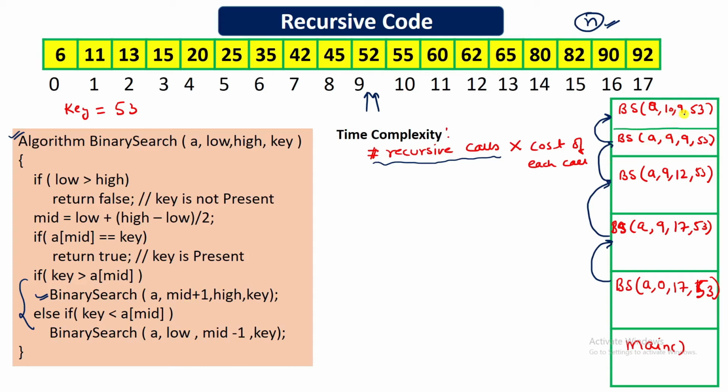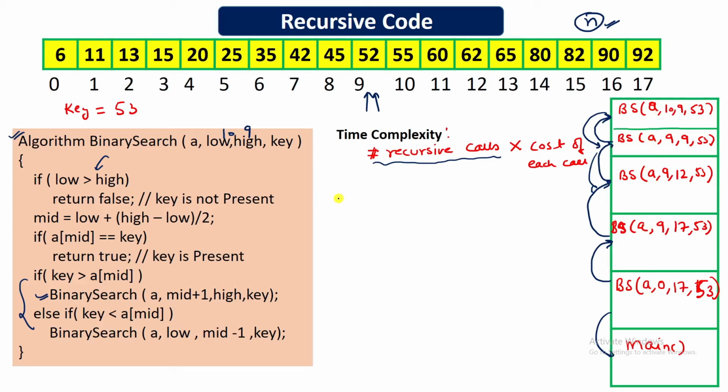Now low has become greater than high. In this call, when they cross, I will say return false, so false will be returned to each call, and finally the main function will get false. So how many maximum calls have we taken in this? 1, 2, 3, 4, 5.